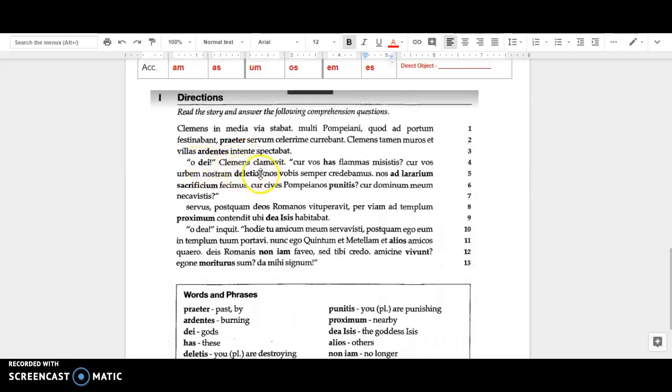"Oh gods," Clemens cried, "why have you sent these flames? Why have y'all destroyed my city? We believed y'all. We always believed in y'all, or gave our belief to y'all. We made sacrifices to the gods, to the Lares, to the family shrines. And why are you punishing the citizens of Pompeii? Why did you kill my master?"